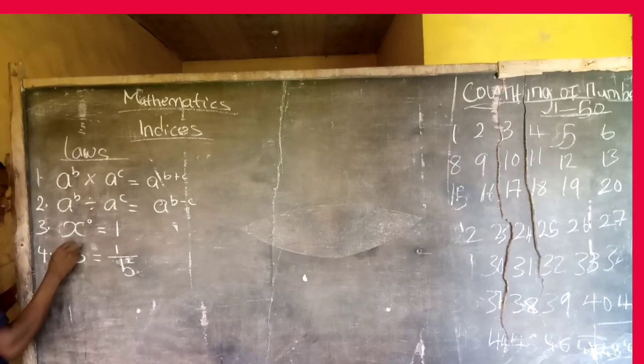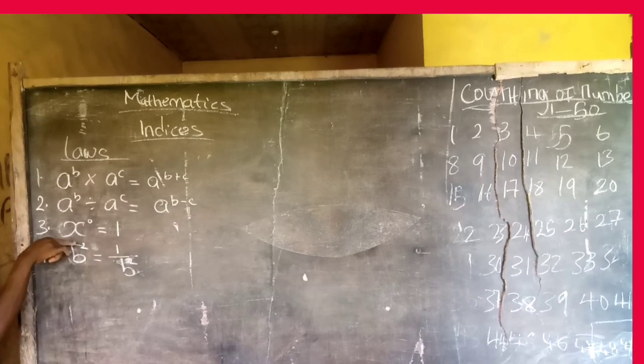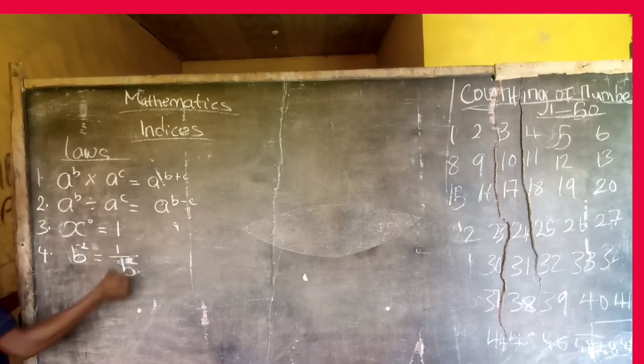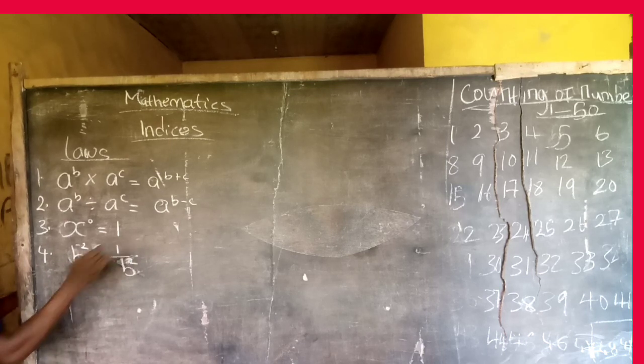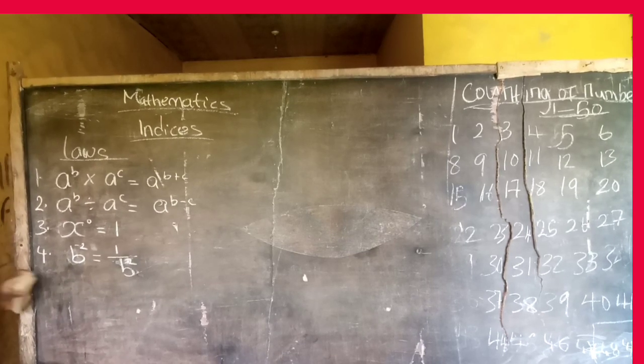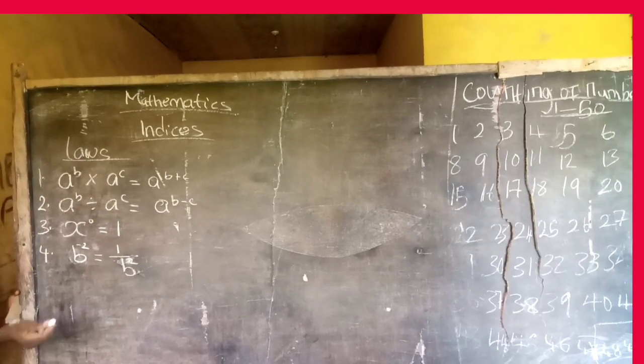What about if it is b to the power negative 2, like I said? So it becomes 1 over b squared. If it is b to the power negative 10, it becomes 1 over b to the power of 10. So we have succeeded in removing the negativity. Do you want an explanation of that? Don't worry, let's just do it.